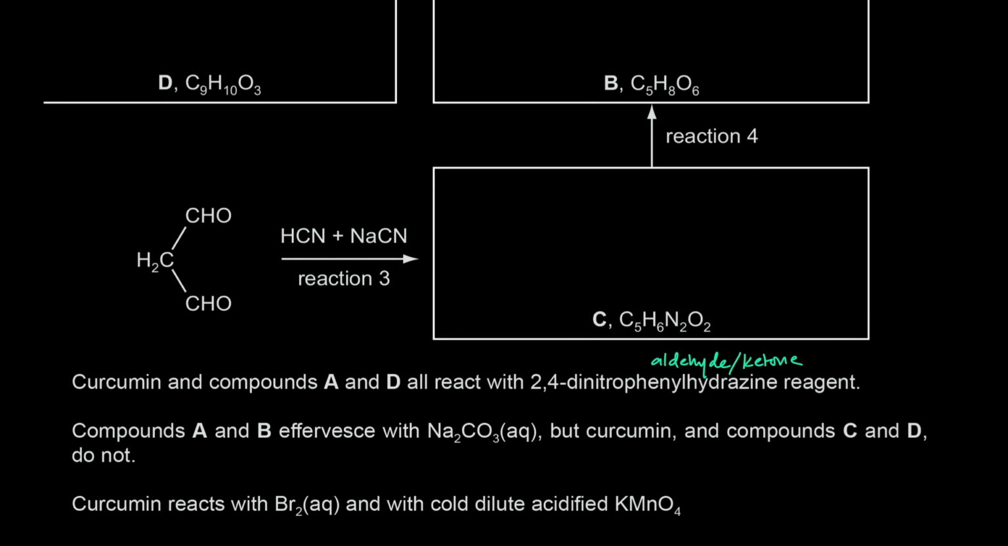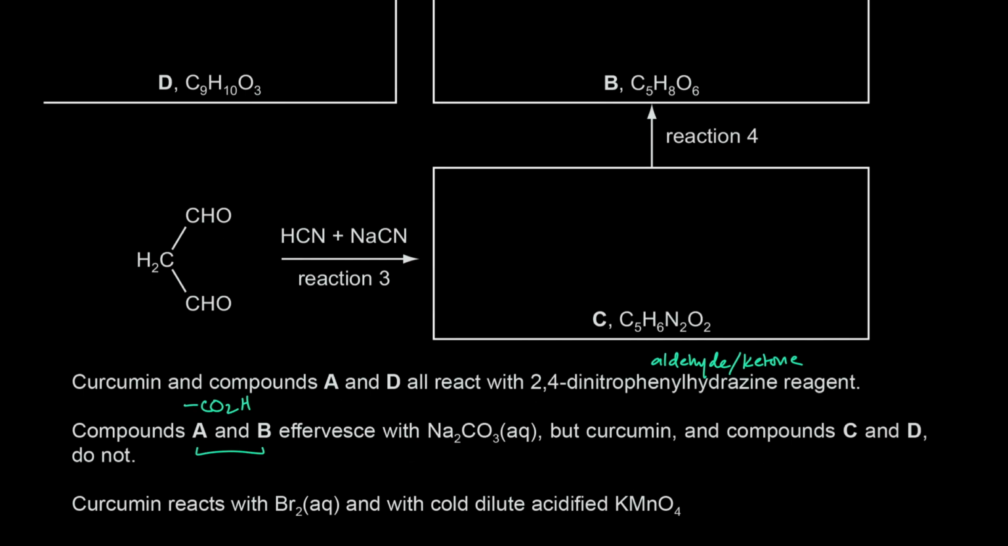Compounds A and B effervesce with sodium carbonate, but curcumin and compounds C and D do not. So that means that A and B are carboxylic acids. They have a carboxyl group. Carboxylic acids react with sodium carbonate. The curcumin and compounds C and D do not. So there's no carboxyl group present in curcumin and compounds C and D. For A and B we have a CO2H group present.